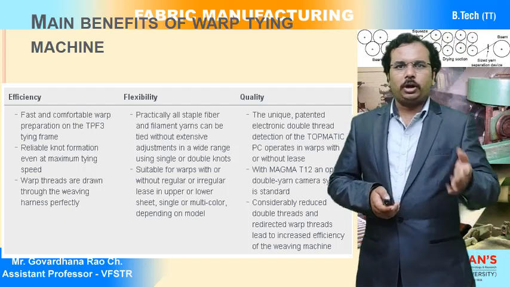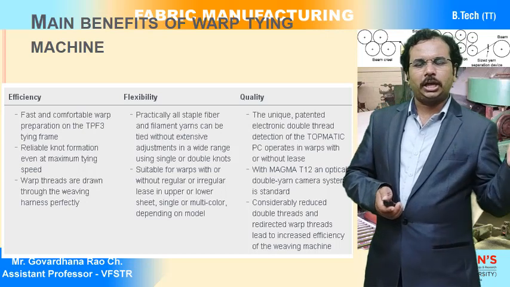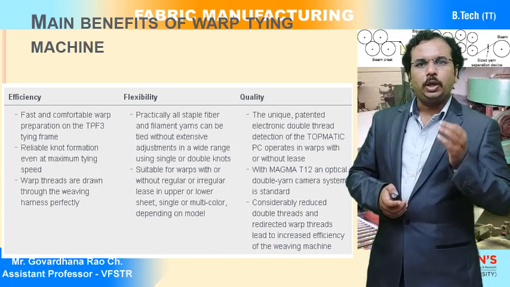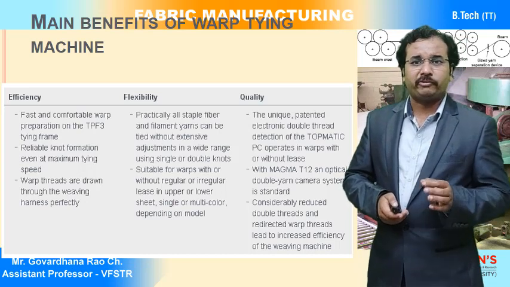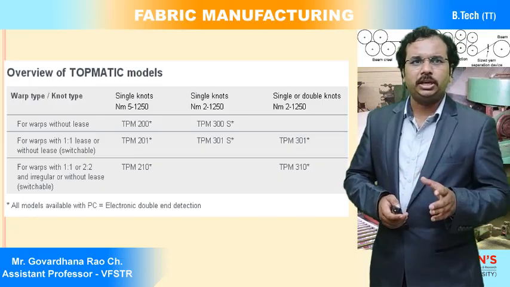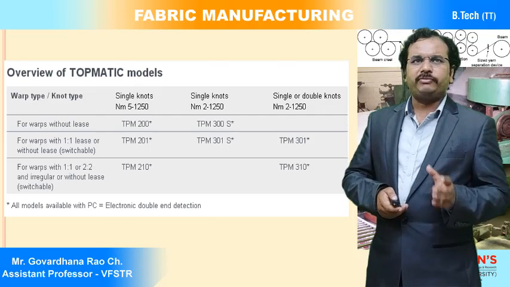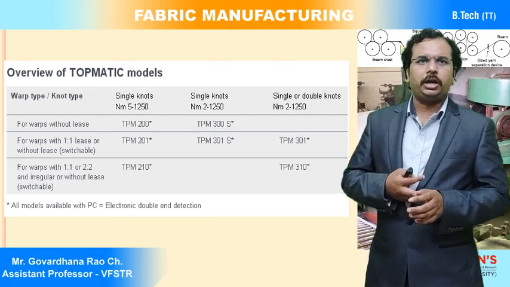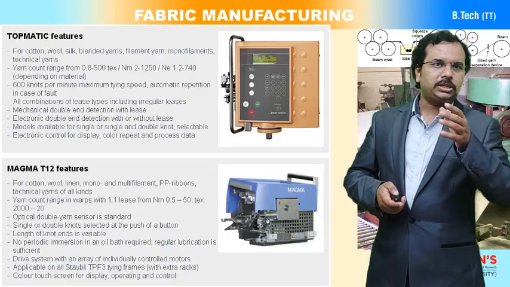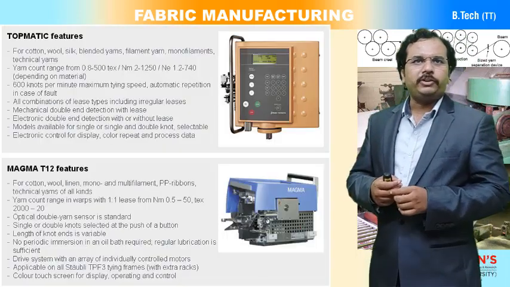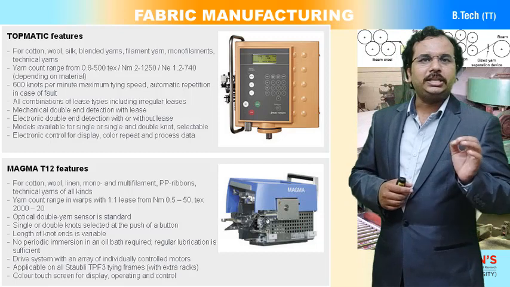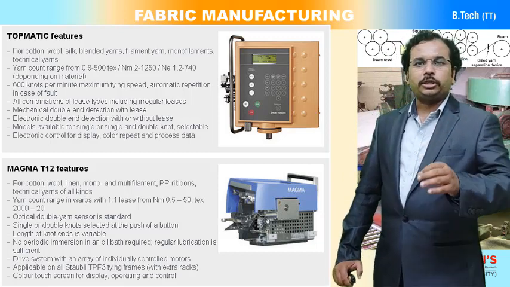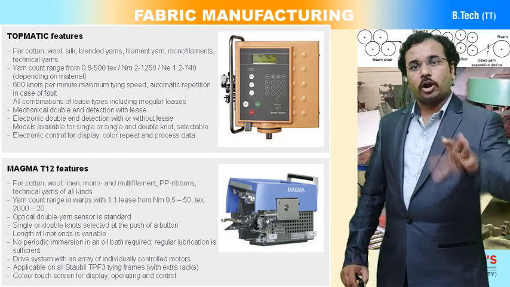As I told you, in the automatic drawing in process the number of ends which are drawn per 1 minute is like 160 to 200 ends. Similarly, you can see here the speed of the knotting machines is very high, like 200 sometimes. You can observe here the speed of this one is like 600 knots per 1 minute. So nothing but in 1 minute, 600 ends are knotted.